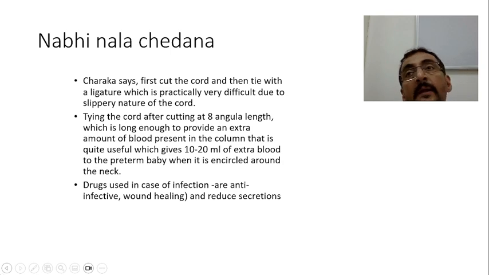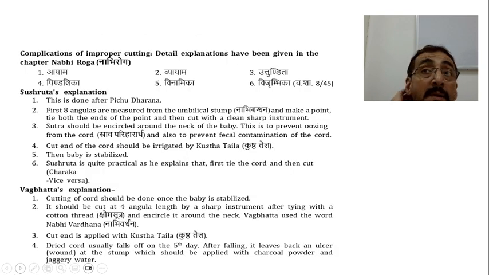Okay. Now, complications of improper cutting are also mentioned by Charaka. If you cut the umbilical cord in a wrong way, what are the possibilities? Therefore, he explains mainly 6 complications. They are also called asamyak nabhi nala kartanajanya rogas. He mentioned 6 important complications: ayama, vyayama, uthundika, pindalika, vinamika and vijramika. That we will discuss in the later class, but these are the 6 complications mentioned by Charaka.